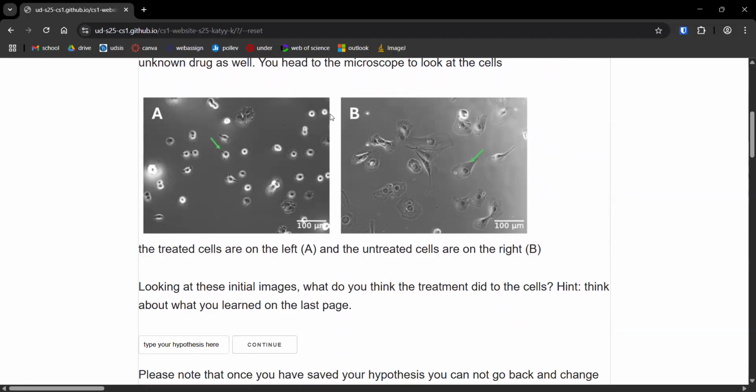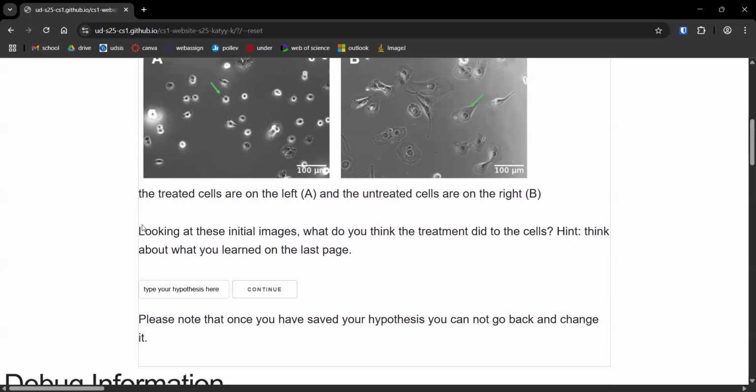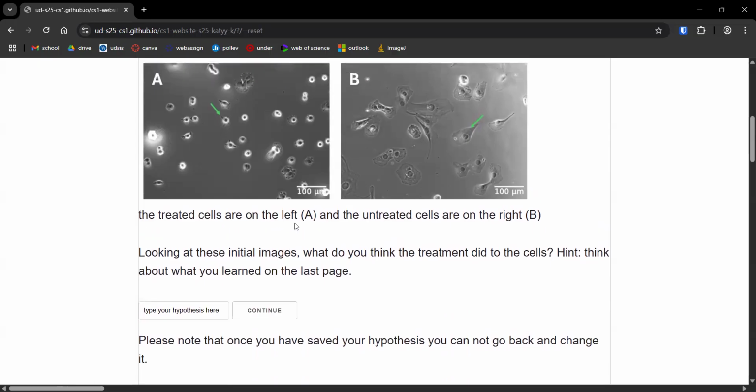This is actually an image that I took in lab in one of my classes. So you can see we have these cells, they're kind of tiny on the side, and these cells are kind of big. And these treated cells are the ones here, and the untreated cells are the ones on this side. So I'm asking you, now that you've looked at them, what do you think the unknown drug that I treated the cells with did?